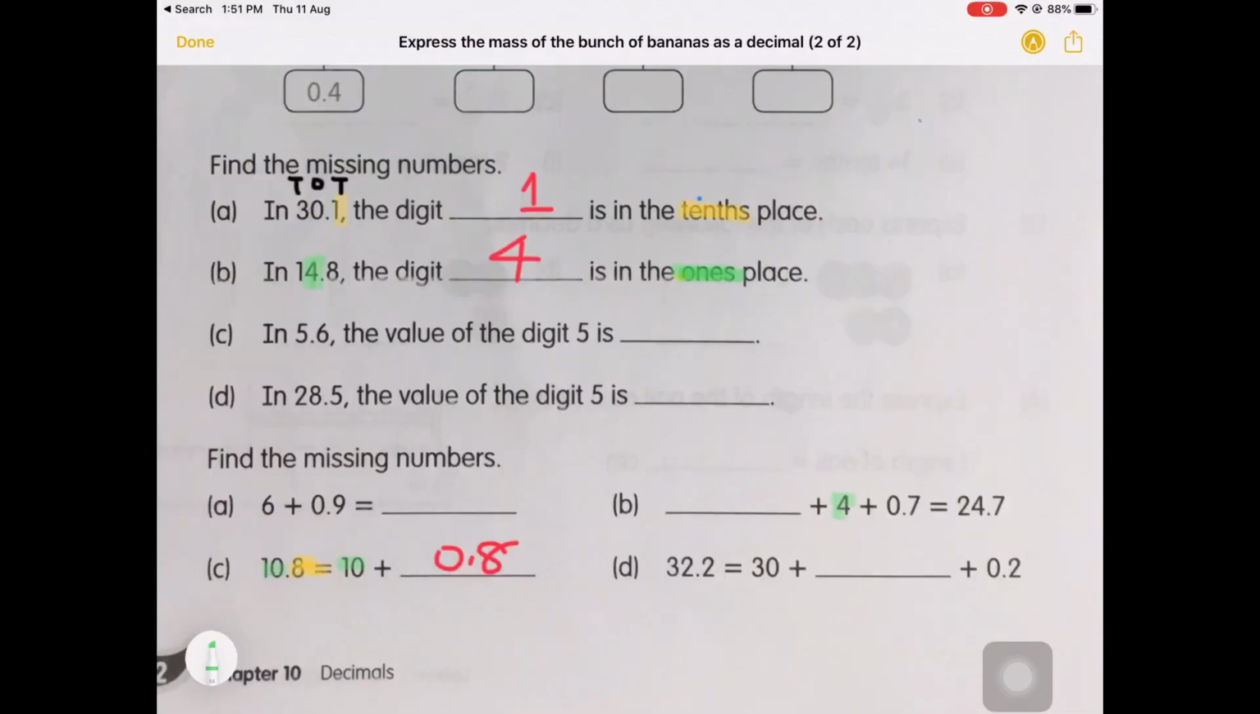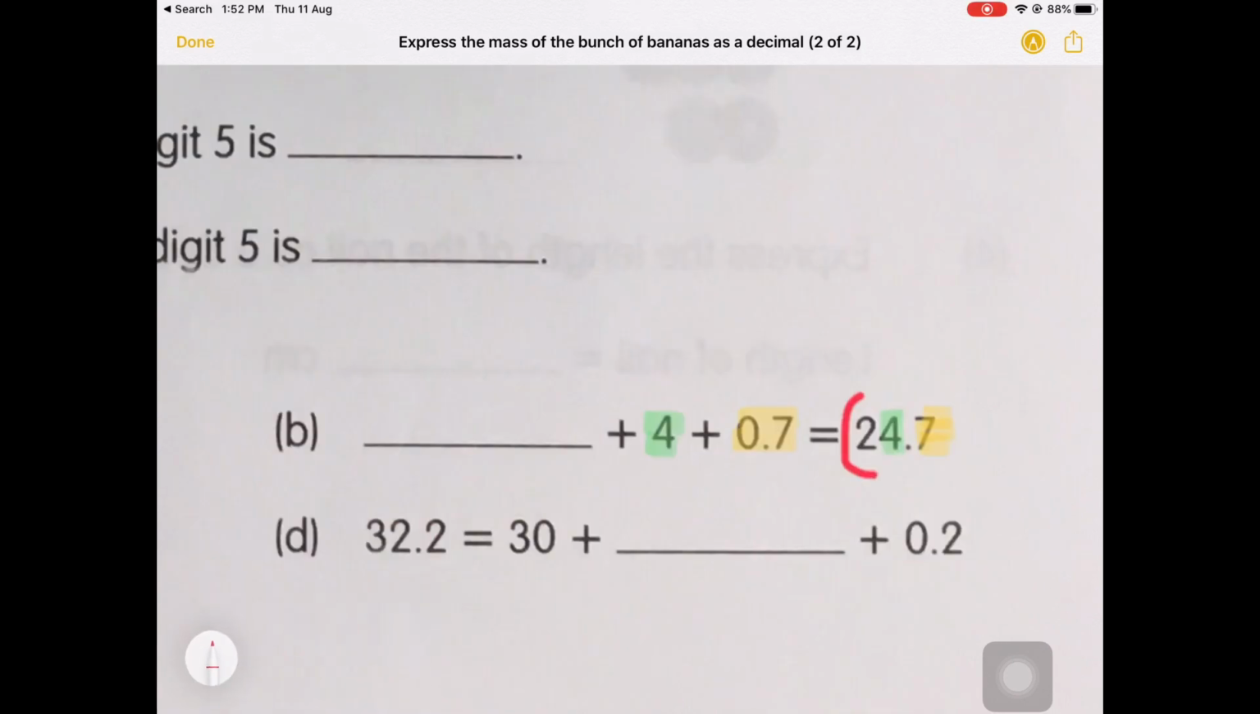Look at question 9b. 4 ones. So the digit 4 is in the 1's place. 0.7 shows that the digit 7 is in the 10th place. The digit 2 is in the 10th place, so it's 2/10, which is 0.2.